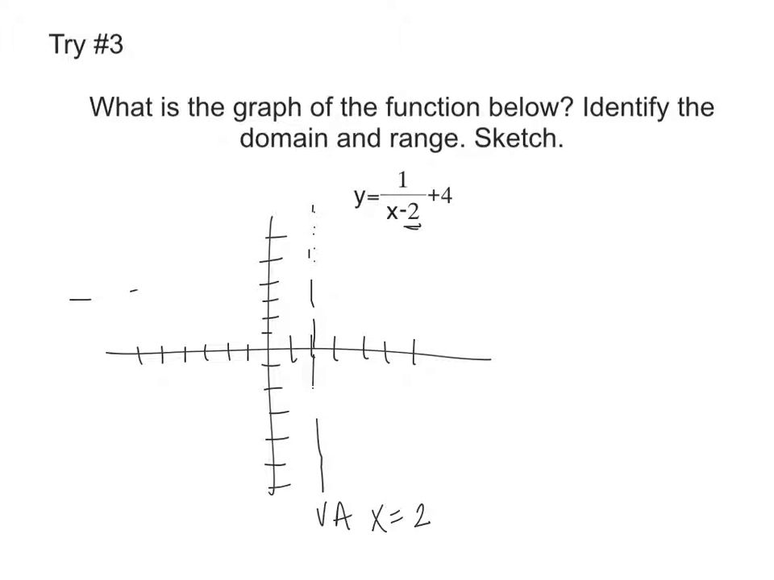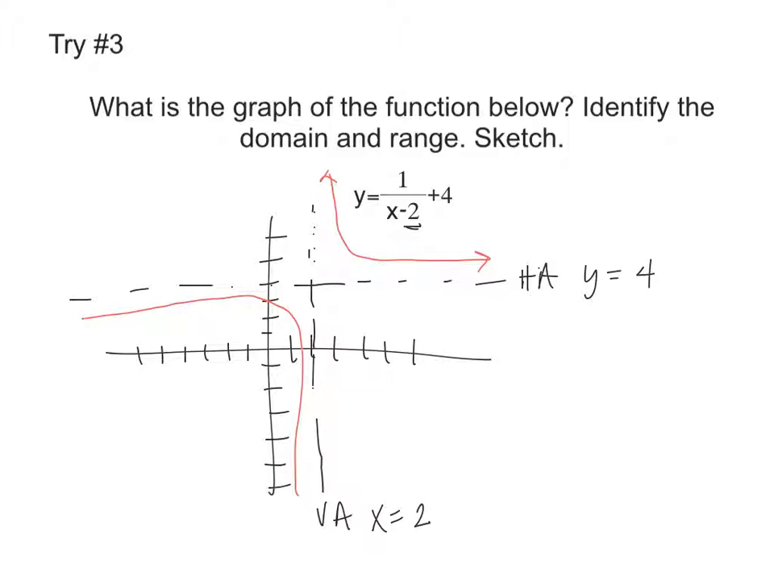And so here's my horizontal asymptote at y equals 4. And it's positive, so we're going to use a normal reciprocal function. So here is our sketch. And literally it's just a sketch because this is a bad graph if it was going to be a graph. And then we just need to finish with the domain and range.